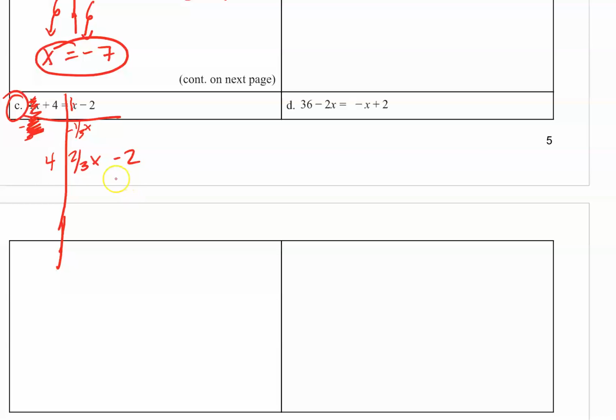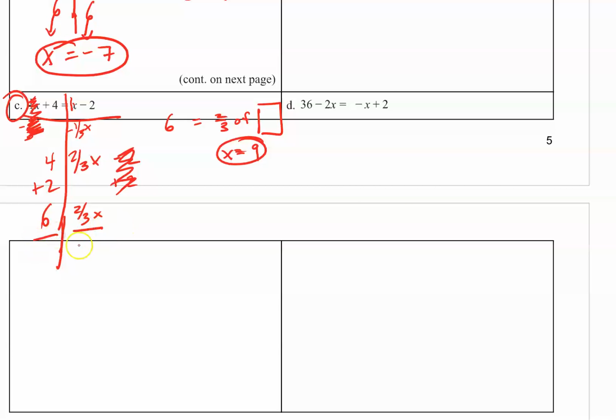Alright. Getting x alone, I'll add 2 to each side. There's a 0 pair, that's gone. 4 plus 2 is 6. 6 equals 2/3 x. So at this point, you can think of it as 2/3 of what number would be equal to 6. And if you're good with math, maybe you know that's 9. However, there's also a different way to do it.